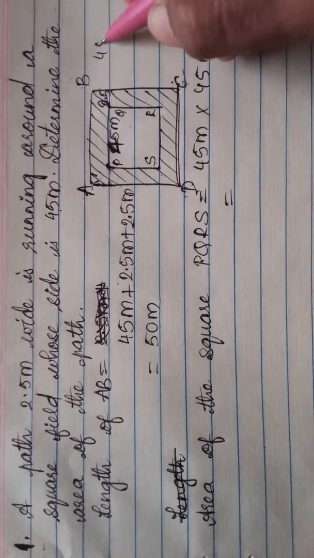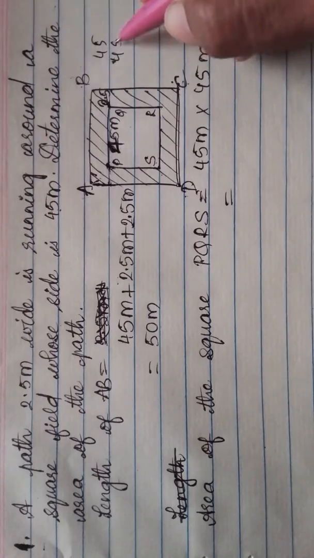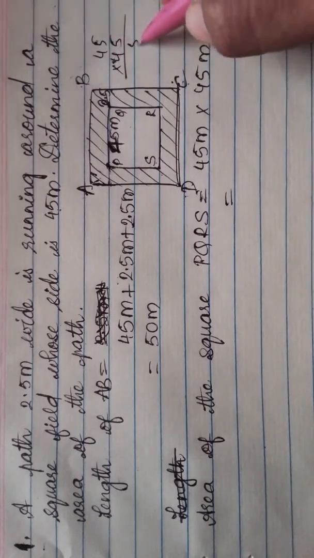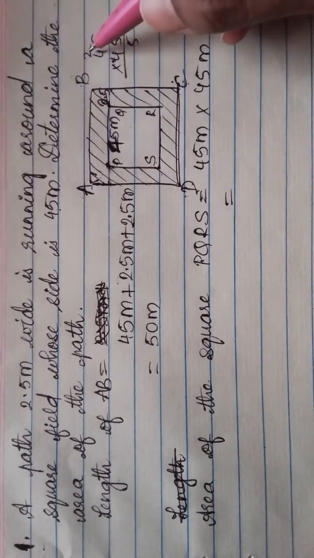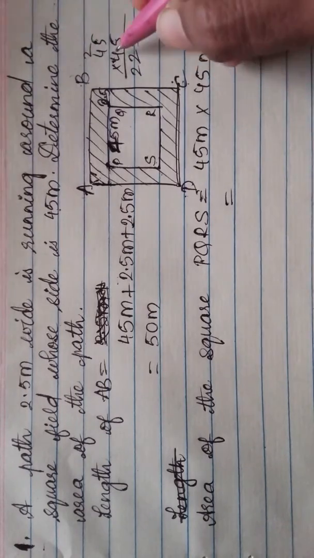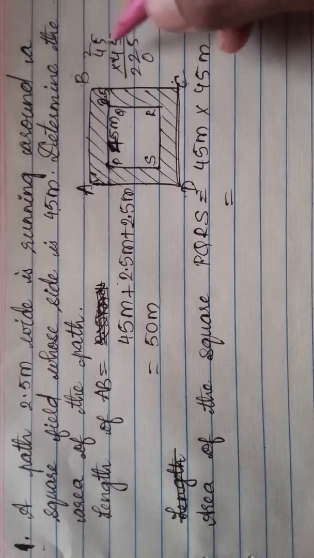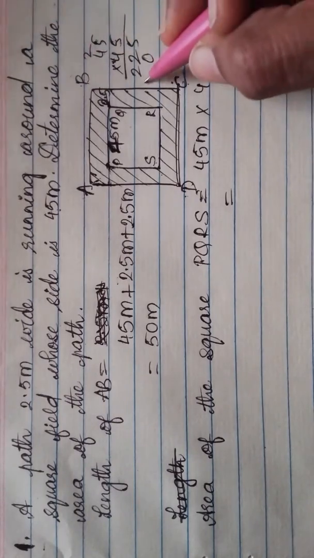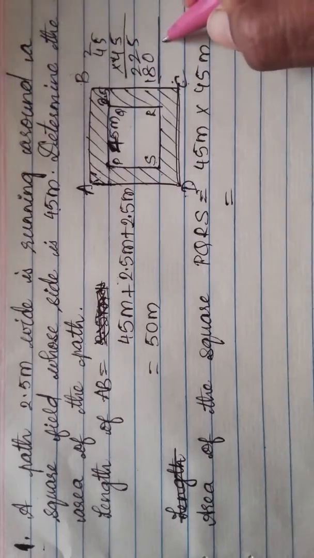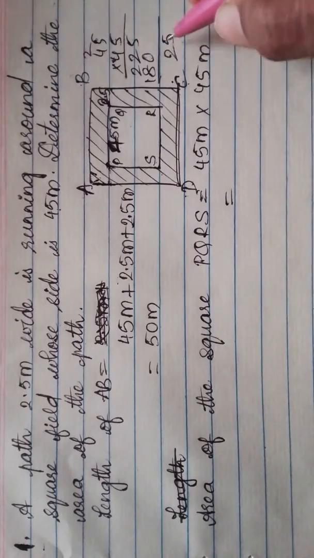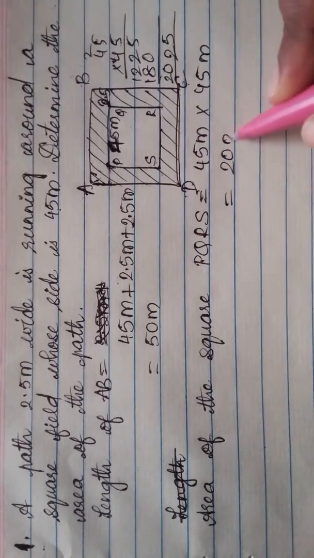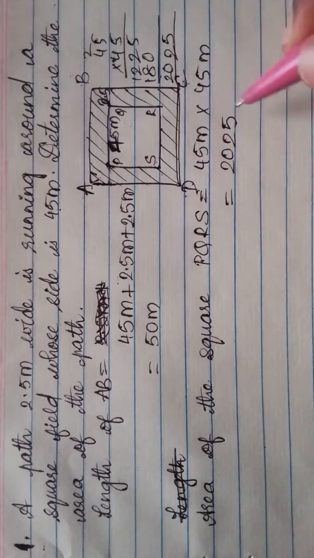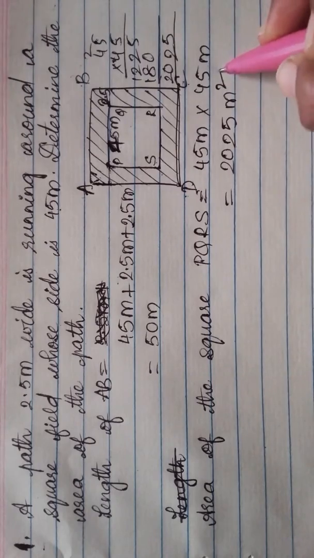Now let us multiply in the rough column. 45 into 45. 5 5s are 25. 5 2s are 5 4s are 20. 20 plus 2 is 22. 4 5s are 20. 4 4s are 16, 17, 18. So 18. Now let us add. This is 5. This is 2. 8 plus 2 is 10 and this is 2. So it's 2025. Meter into meter is meter square.